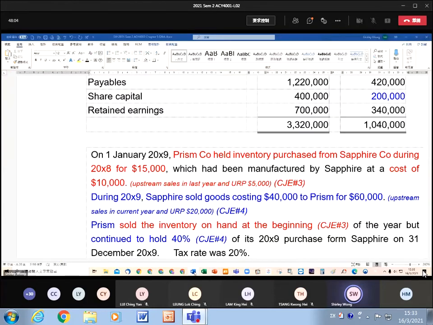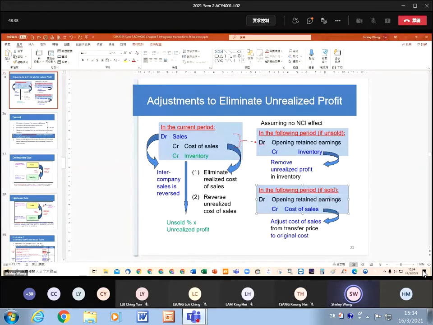And then when we continue, read the question, let's look at the second paragraph. It says that the holding company sold the inventory on hand at the beginning. That means at 1st of January 2009, they find that there is inventory and then they sell this inventory immediately at the beginning. Therefore, this 5,000 is unrealized profit in last year, but in 2009, it becomes realized. So you need to go through an entry to show that this amount has been sold to an outside third party. So you need to do that. Okay, just a moment.